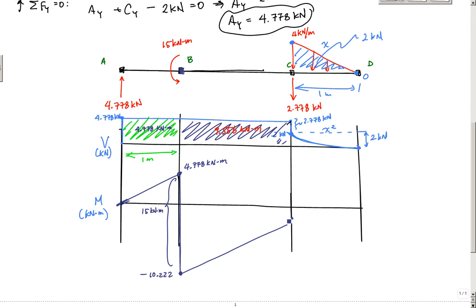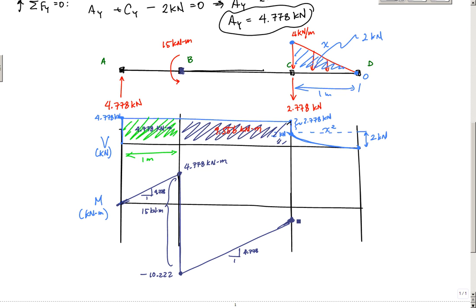The slope of this line should be the same as the slope of that line, because this is a constant shear. So this should be 4.778 versus 1. Same thing here, 4.778 versus 1. That would be the slope of my moment diagram.